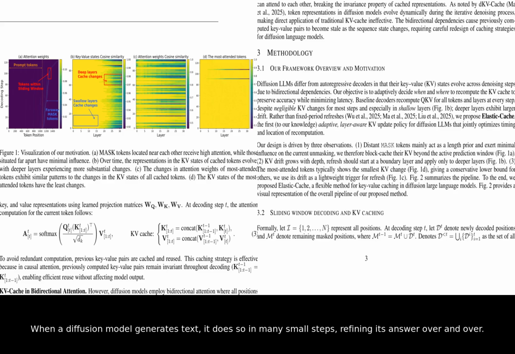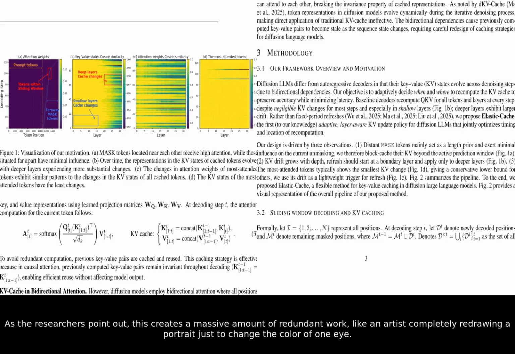When a diffusion model generates text, it does so in many small steps, refining its answer over and over. The standard way to do this involves recalculating everything for every token at every single step. As the researchers point out, this creates a massive amount of redundant work, like an artist completely redrawing a portrait just to change the color of one eye.